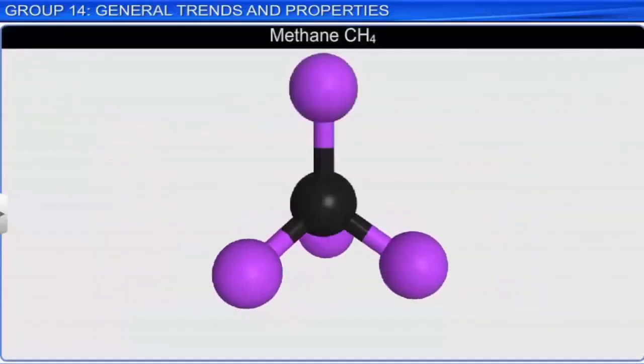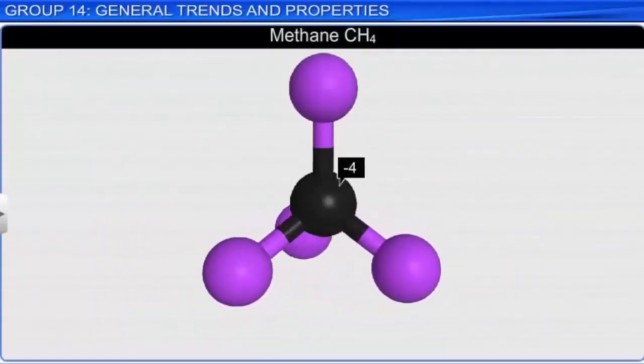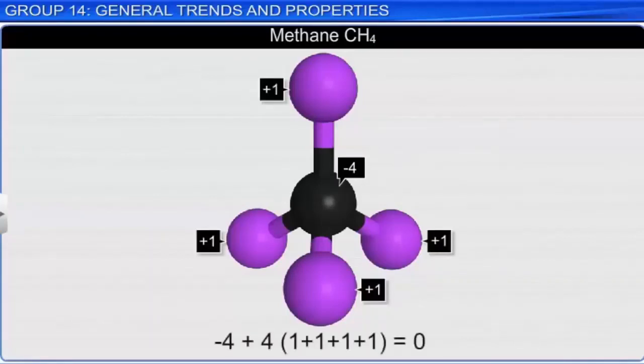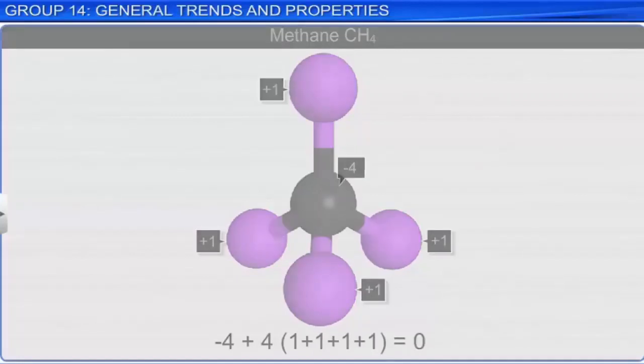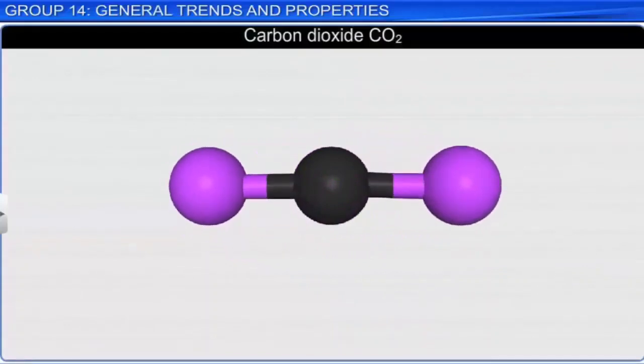In methane, the carbon is -4. Remember that in compounds, hydrogen often has an oxidation number of +1, and the sum of the oxidation numbers must be 0 for a neutral compound. In carbon dioxide, the carbon is +4. Each oxygen has an oxidation number of -2 here.